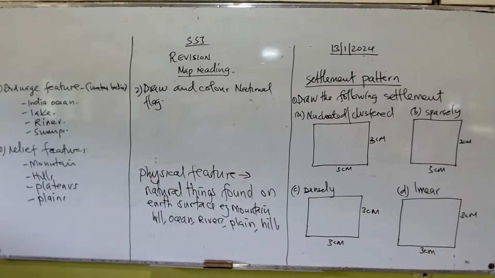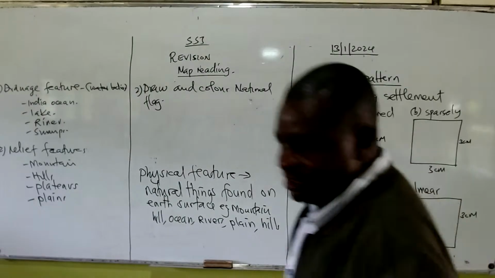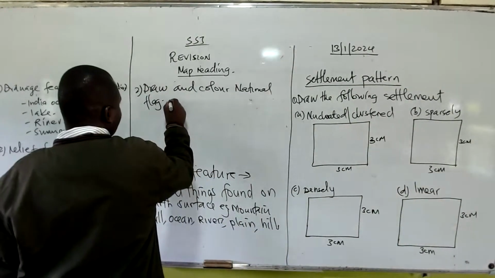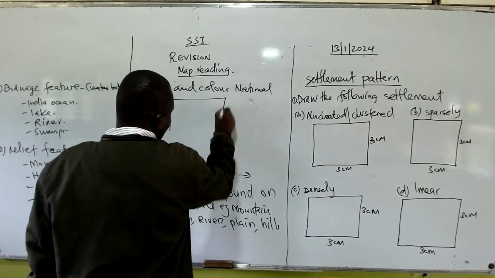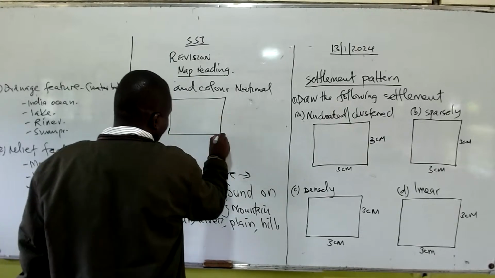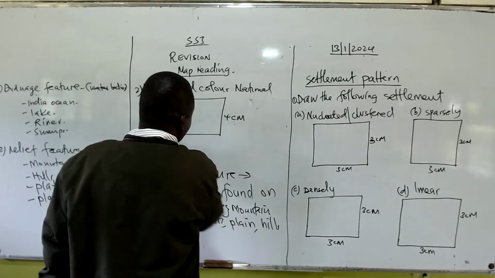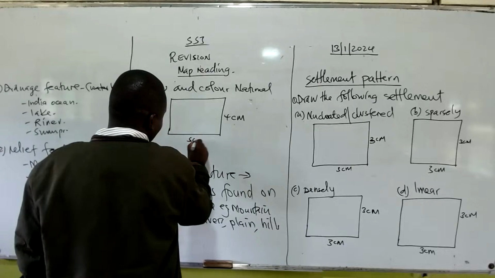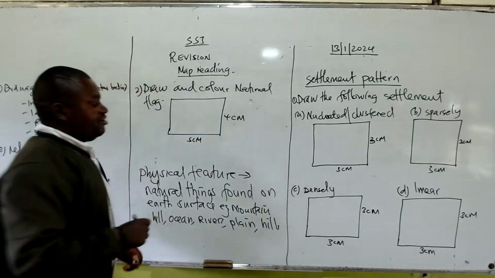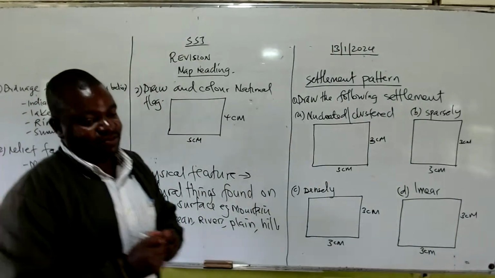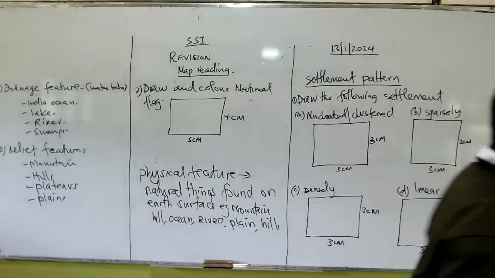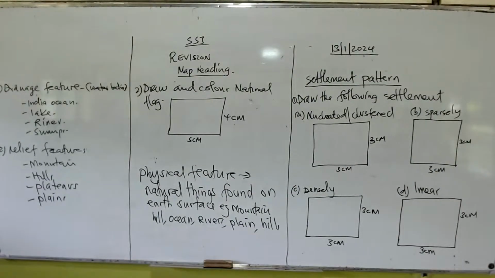Go to your book, see the measurement before I forget. Here 4 centimeters. Here I'm going to write 5 centimeters. 4 centimeters, 5 centimeters. Remember, if you miss in drawing, you repeat that one. I'm going to get them back to check the measurements. If you're not measured, you repeat the diagram.